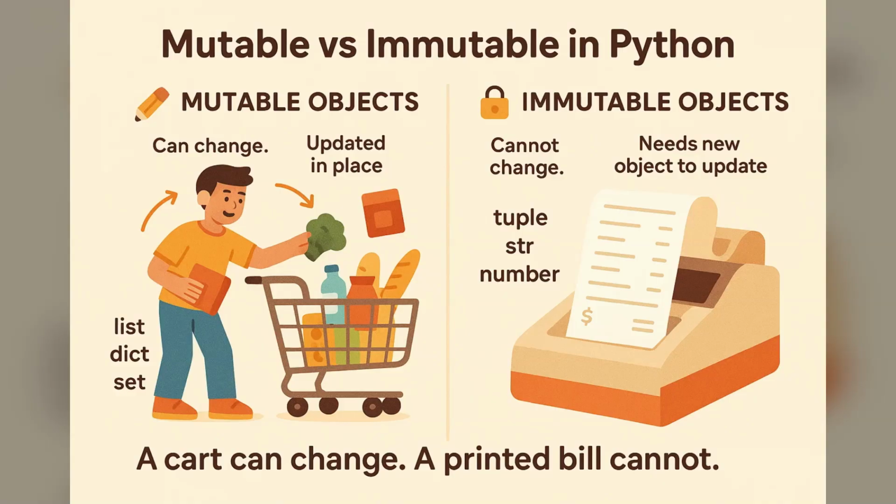Think of it like shopping. A cart is mutable because you can keep adding or removing items, but a printed bill is immutable because once it comes out of the machine, you cannot alter it and need a new one if something changes. In short, mutability decides whether an object can be changed in place.